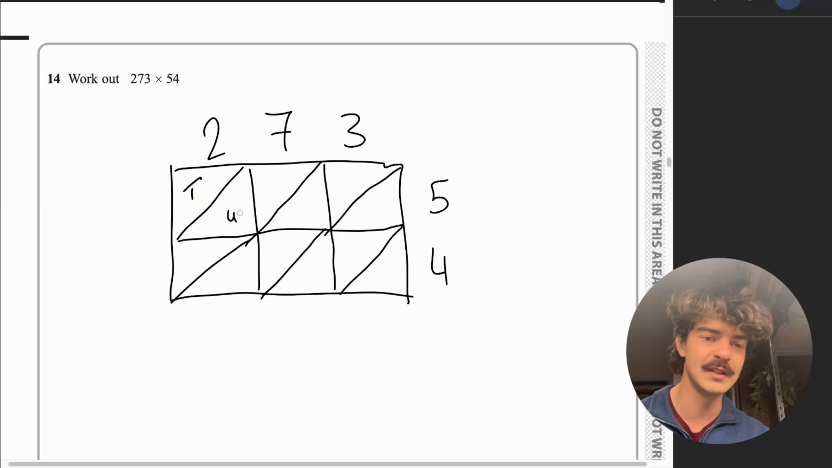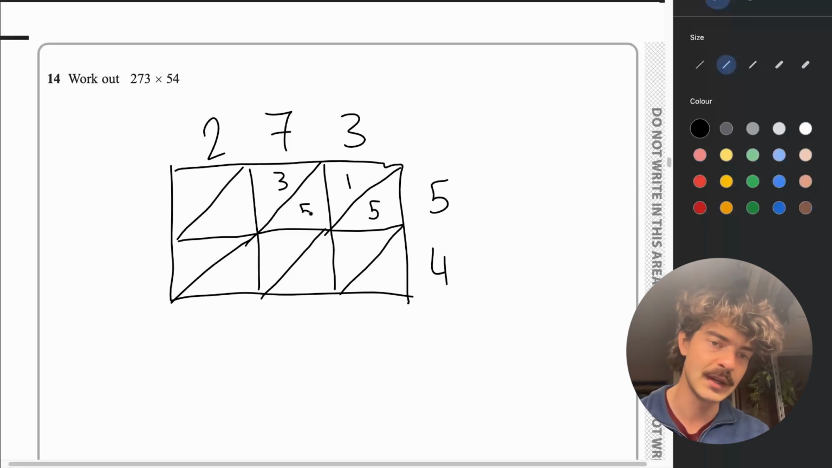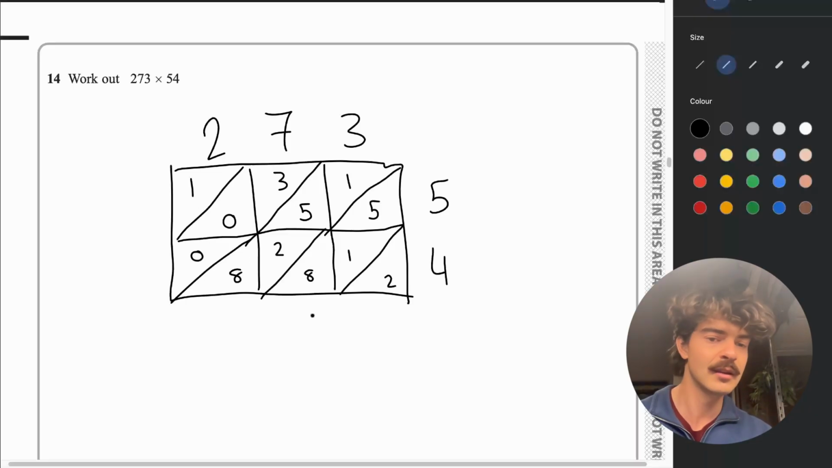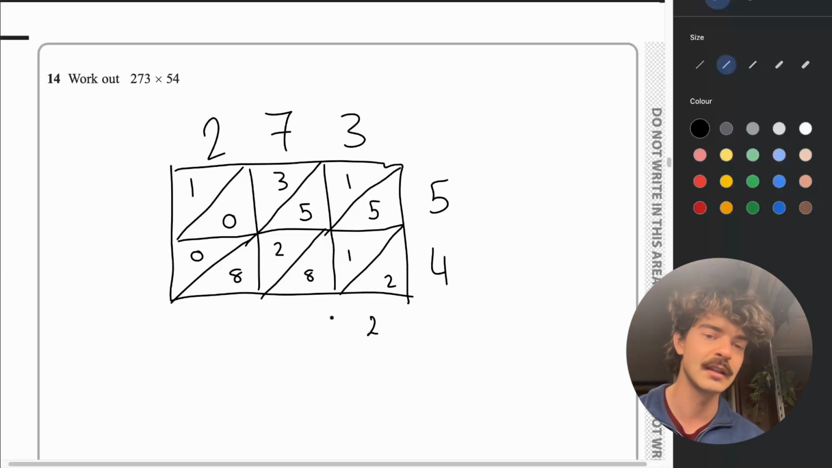Let's just fill in all of these. So as we go through, 3 times 5, 15. 7 times 5, 35. 2 times 5, 10. 4 times 3, 12. 4 times 7, 28. And 4 times 2 is 8. Cool. And then our objective now is just to run down each of the diagonals. So our first diagonal gives just 2. Fantastic. The next one is going to give us 14.